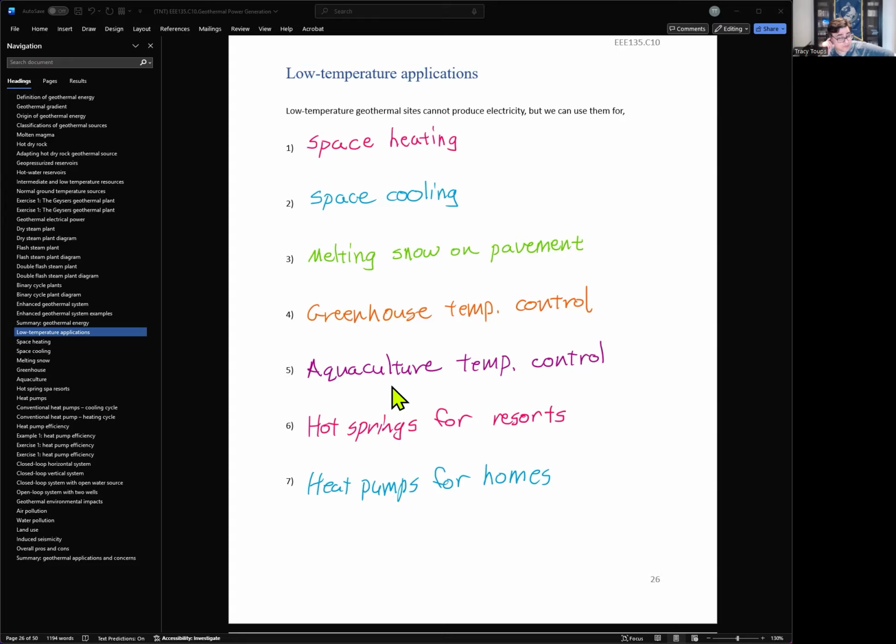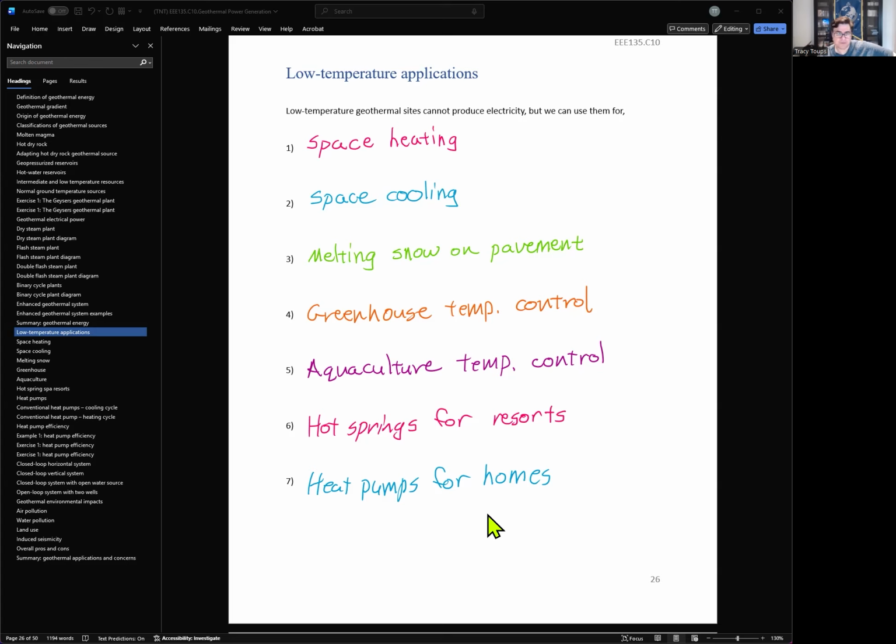Hot springs for resorts is another one. So you might just have a naturally occurring crack in the ground where you have some heat coming out and there's a lake or small pond. You could turn that into a hot spring resort where people could go take a bath in it. The hot water is very relaxing. It's kind of like a natural jacuzzi type of thing. So there's lots of hotels and spas for specifically that.